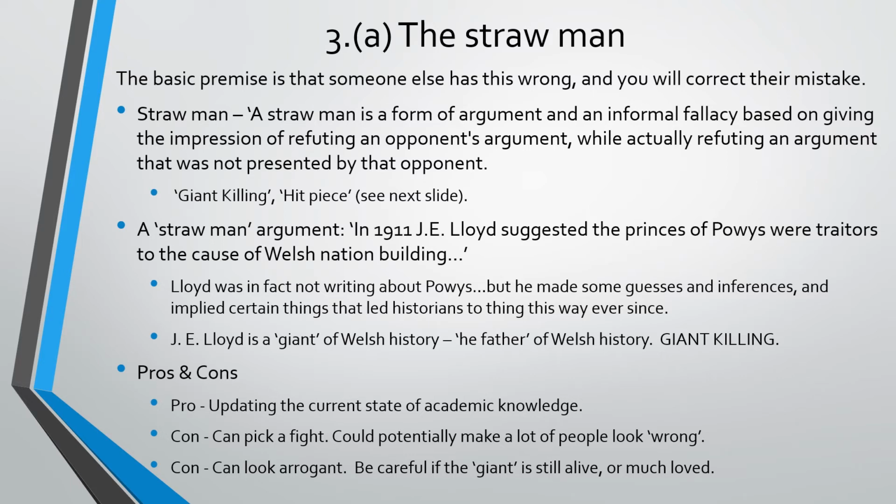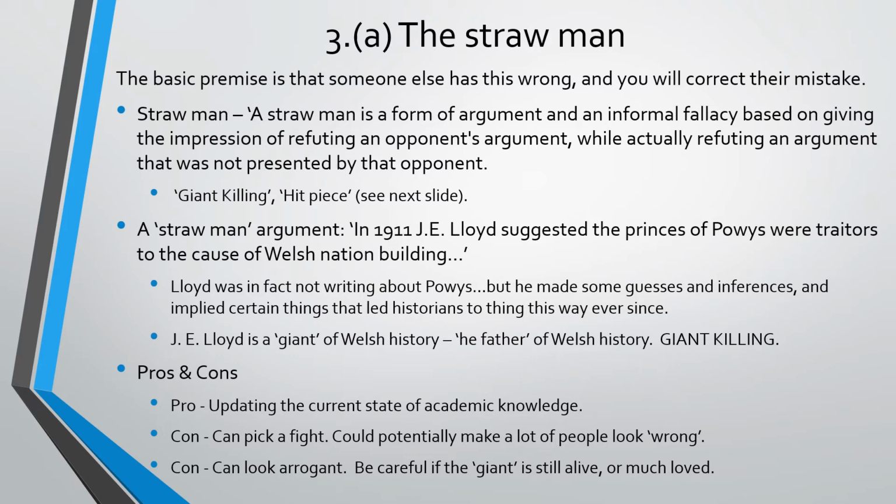But the fact is, he never wrote about the Principality of Powys. He only wrote about the neighboring Principality of Gwynedd. He only mentions Powys from time to time, and he made some guesses and some inferences. He implied certain things, and historians who, like J.E. Lloyd, have also since then not really looked at Powys, have just tended to repeat whatever Lloyd said. And so Lloyd becomes a kind of straw man, a so-called giant of Welsh history. He's a very famous academic.